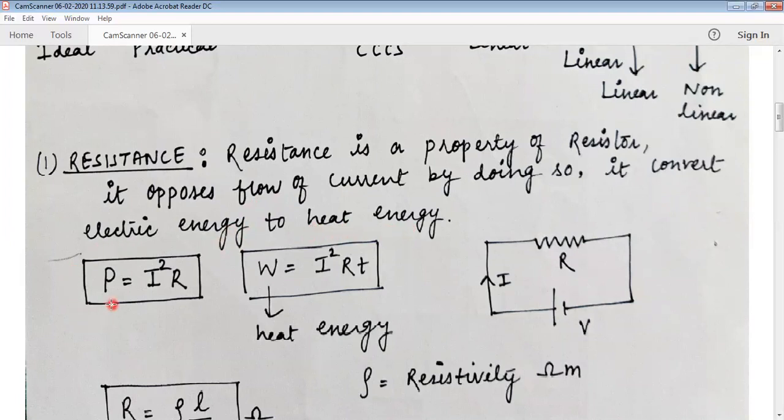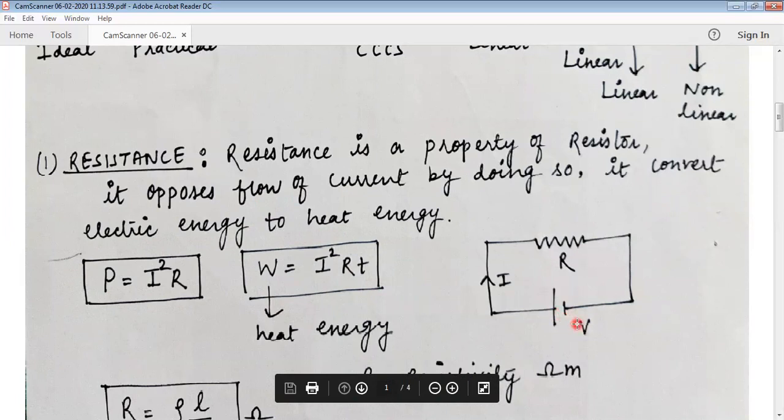So what is that power or electrical energy? The electrical power is equal to I squared R. After some time, it converts that electrical energy into heat energy. The heat energy is your W, W equal to I squared R T. So this is your heat energy. Clear?